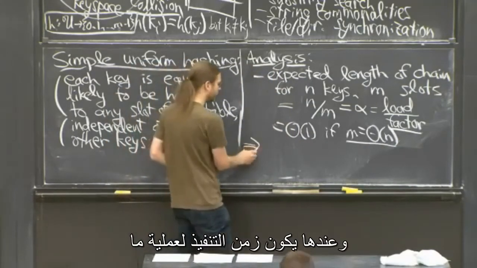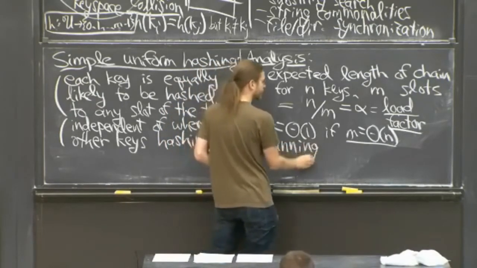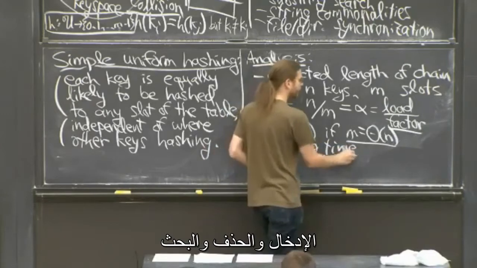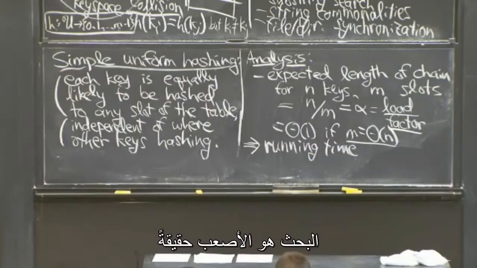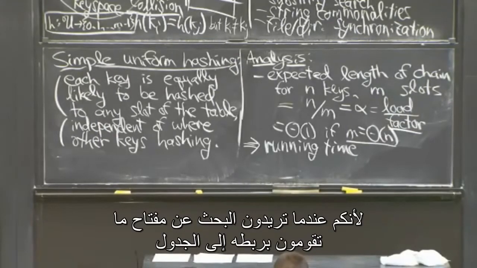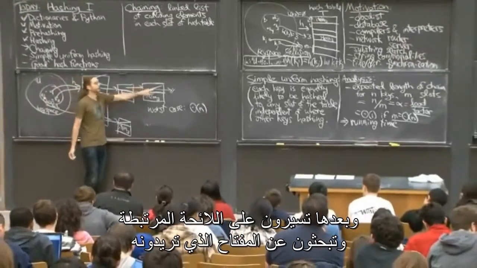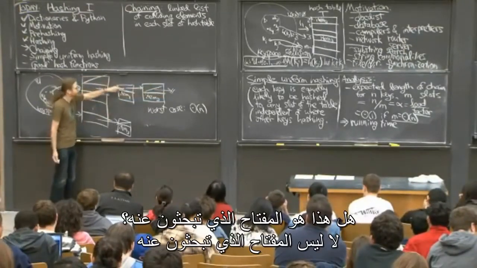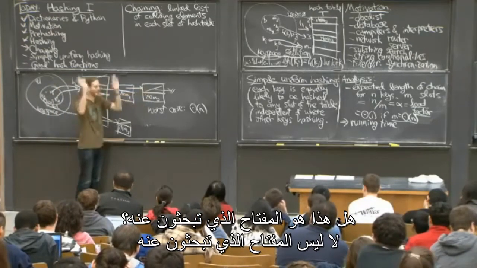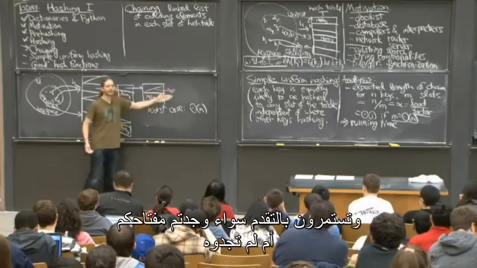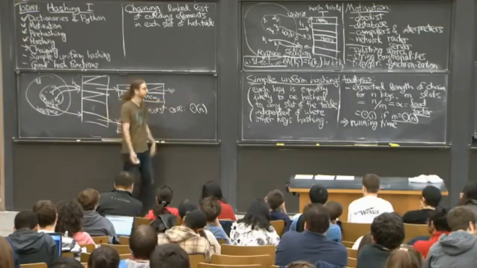And so the running time of an operation, insert, delete, and search, well, search is really the hardest. Because when you want to search for a key, you map it into your table. Then you walk the linked list and look for the key that you're searching for. Now, is this the key you're searching for? No, it's not. Is this the key you're searching for? This is not the key you're searching for. And you keep going. Either you find your key or you don't. But in the worst case, you have to walk the entire list.